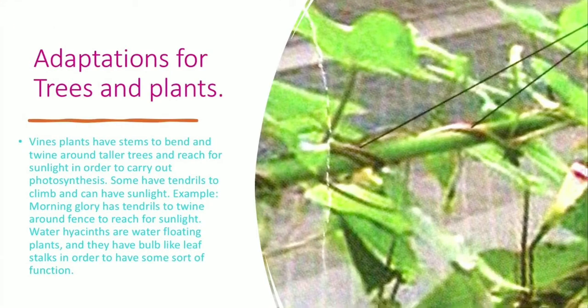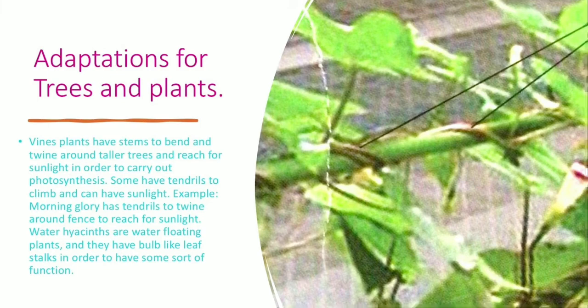Adaptations for trees and plants. Vine plants have stems to bend and twine around taller trees and reach for sunlight in order to carry out photosynthesis. Some have tendrils to climb and can have sunlight. For example, morning glory has tendrils to twine around a fence to reach for sunlight. Water hyacinths are water floating plants and they have bulb-like leaf stalks in order to have some sort of function.